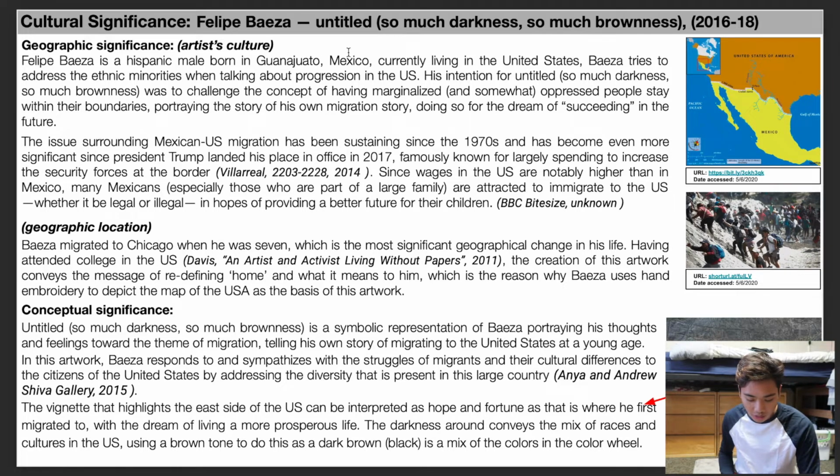The third slide is the cultural significance of this artwork, and I talk about geographic significance, which is the artist's culture and the geographic location where the artist was situated when he created this work, and also the conceptual significance. This involved a lot more research, and you can see all my in-text references in MLA format.